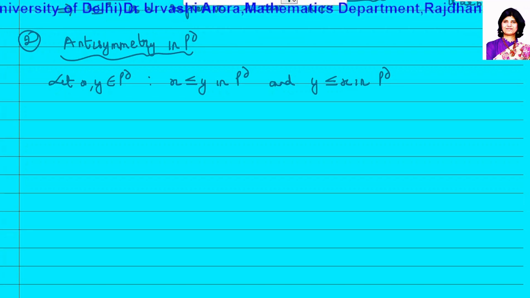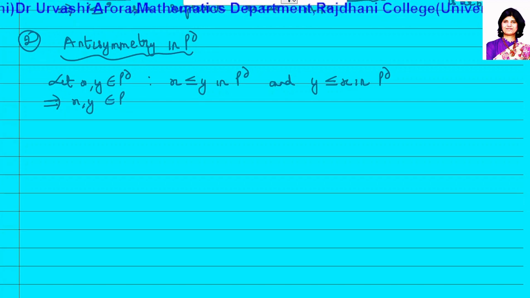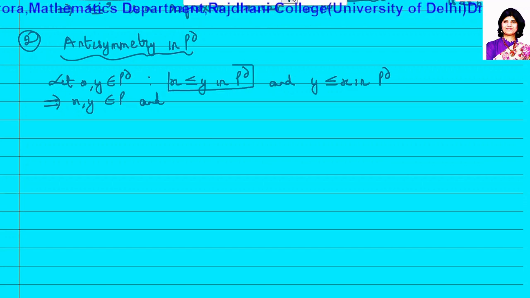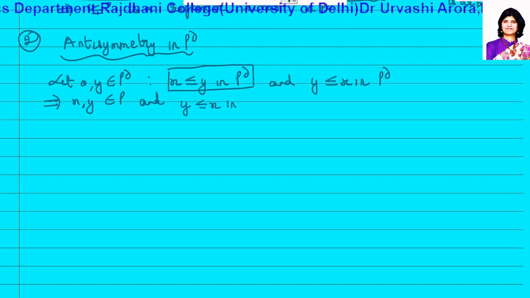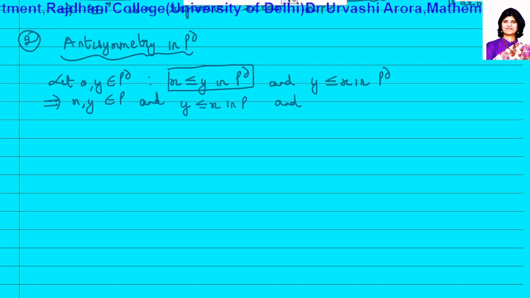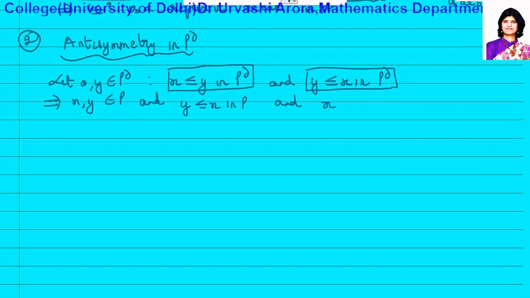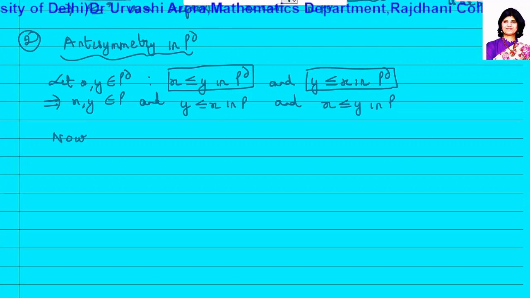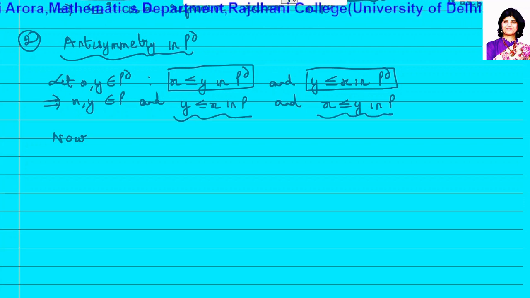Now as x and y belong to P dual, this implies x and y belong to P, because the elements of P and P dual are the same. Also, because x less than or equal to y holds in P dual, the opposite holds in P, which implies that y is related to x in P. And because y is related to x holds in P dual, the opposite one holds in P, which means that x is related to y in P. So these are the two relations that we have in P.